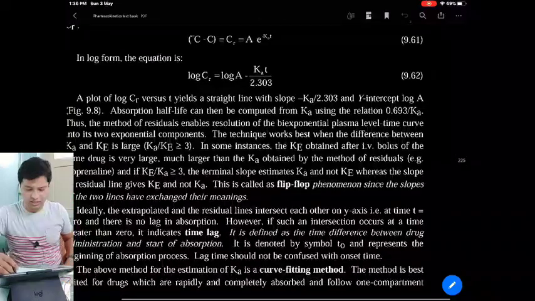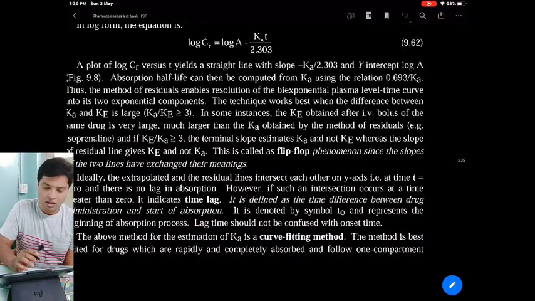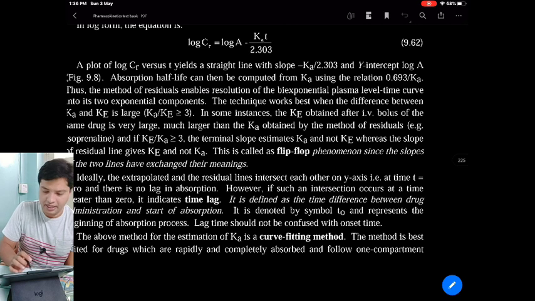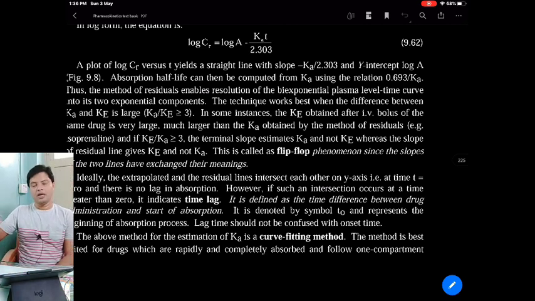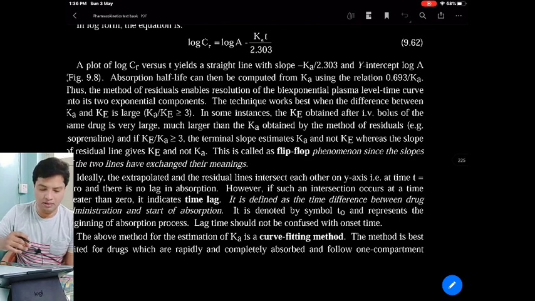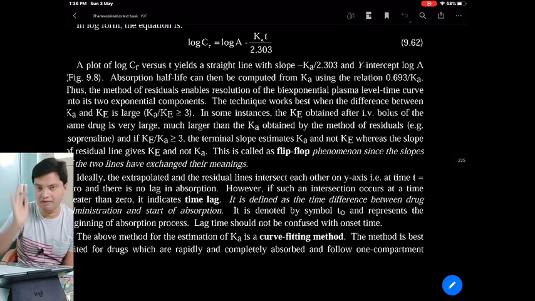we have one mechanism called flip-flop. What is that mechanism? We'll try to see here. See here in the above graph. You can calculate half-life also, absorption half-life also, from the graph. The technique works best when the difference between Ka and Ke is large. If your rate of absorption is much greater, more than 3 times greater than Ke, then only the above graph is useful.